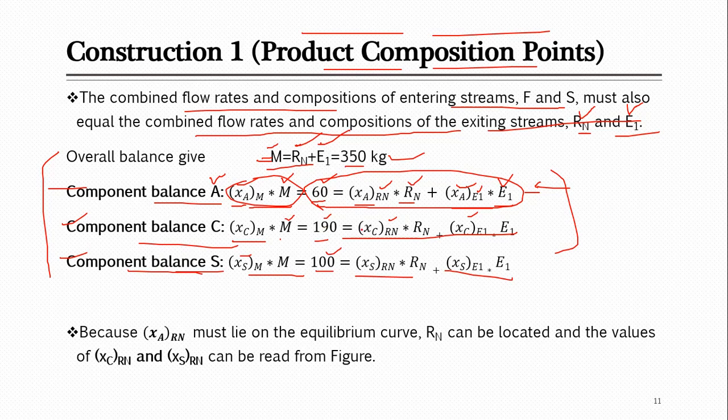One piece of information was already given to you at the start when the problem was discussed. At that time I told you that you can proceed with the problem, but at one stage you will stop, and this is the stage where we have to stop and look for the information which should be provided. So due to this reason there was something called xARN, the mass fraction of component A in the raffinate stream leaving stage n, which was given to us. That was 0.025.